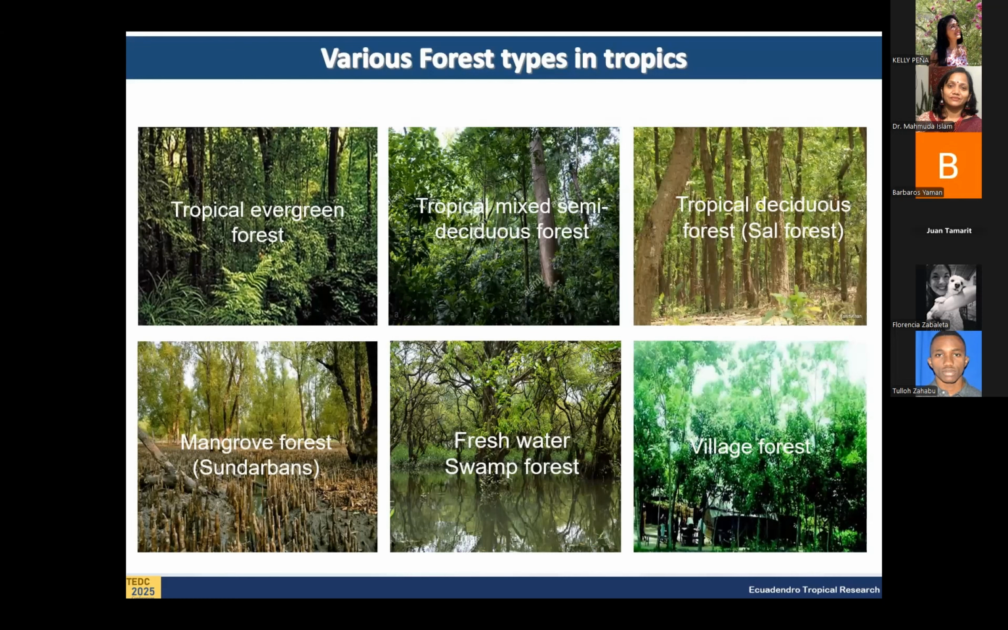But there is huge potential in the tropical region. Tropical regions are rich in various forest types, including tropical evergreen forest, tropical mixed semi-deciduous forest, tropical deciduous forest, mangrove forest, freshwater swamp forest, and village forest. They have rich biodiversity. Tropical forests are high in tree diversity, nearly 50,000 tree species, and many of those species form growth ring boundaries. Some are explored, some are yet to be explored.